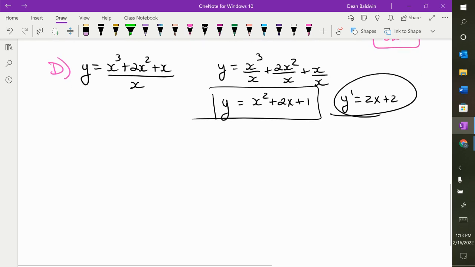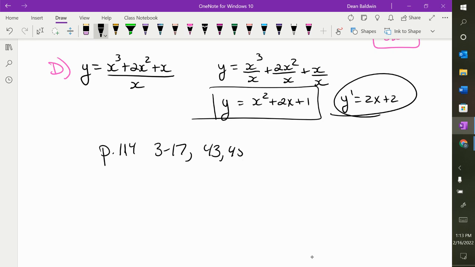Okay, here's your practice questions. You're not going to get them all done because I'm going to give you a whole bunch. But I want to start trig in 15 minutes. At 1:30, we're doing trig. So 3 to 17 odd, 43, 45, 55, and 57.